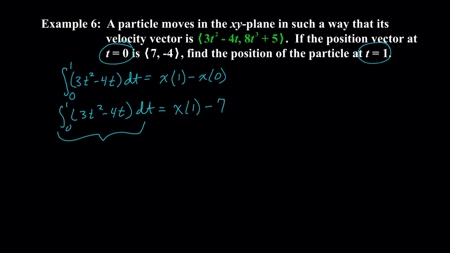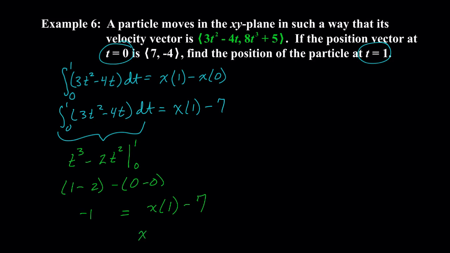All right, so the antiderivative is going to give us t cubed minus 4t squared over 2, which is 2t squared. Evaluate between 0 and 1. All right, so you're going to get 1 minus 2 minus 0 minus 0. So this is negative 1. And remember, this is equal to x of 1 minus 7. So therefore, x of 1 is equal to 6.